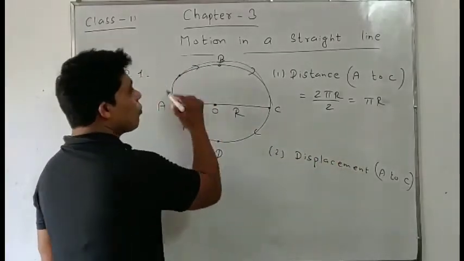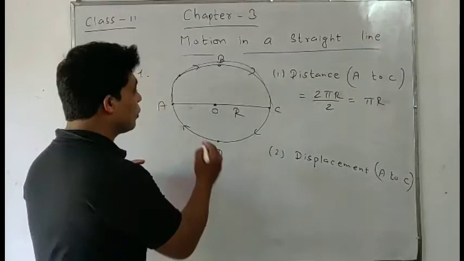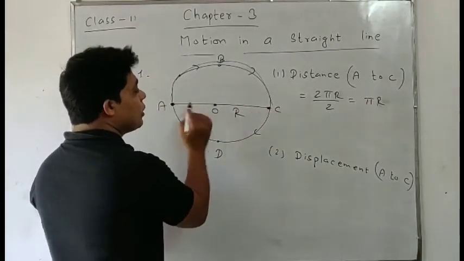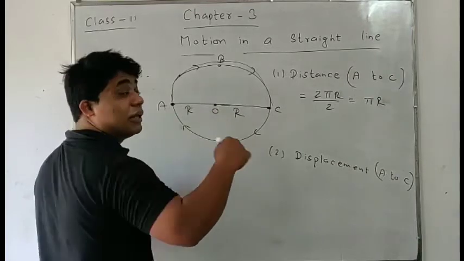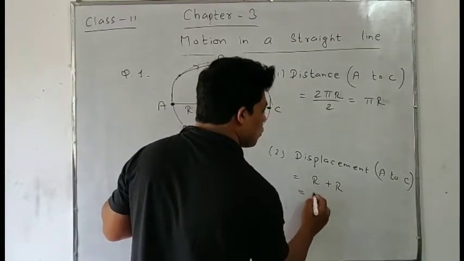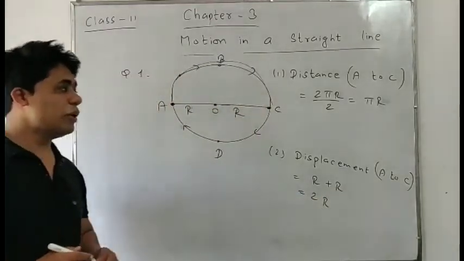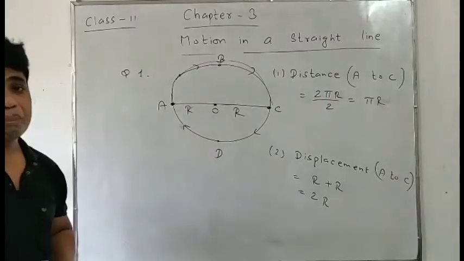And what is the displacement from A to C? As I told, the displacement is the minimum or shortest path from the initial to the final point. So r plus r, that is the diameter, which is 2r. So 2r is the displacement and pi r is the distance.